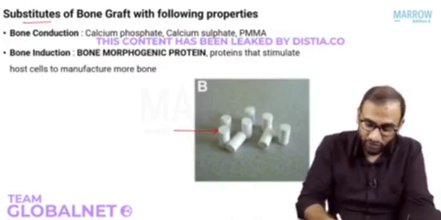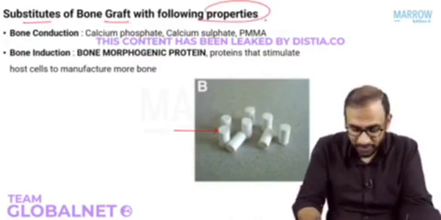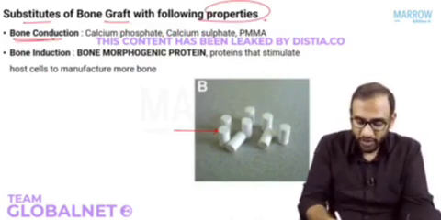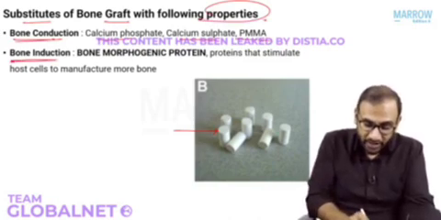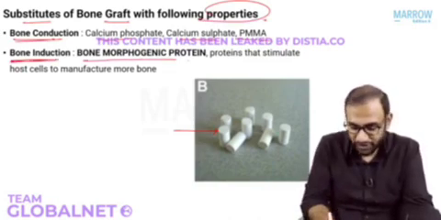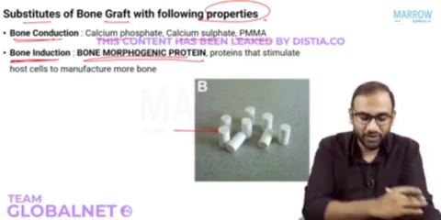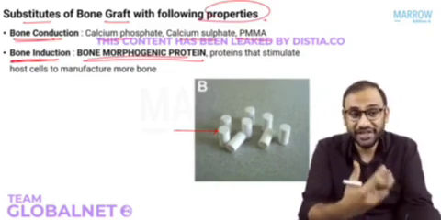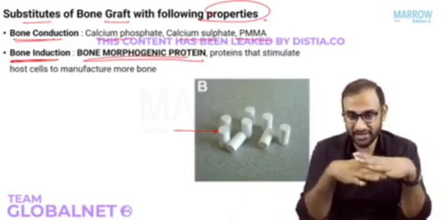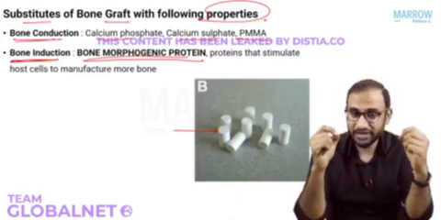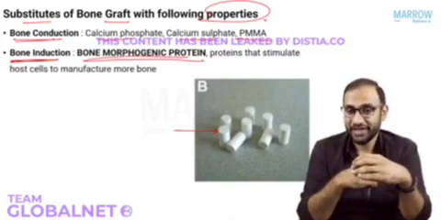So substitutes of bone graft with the following properties. The bone conduction property I've told you: calcium phosphate, calcium sulfate and polymethyl methacrylate. And bone induction properties: bone morphogenetic proteins. These stimulate the host cells to manufacture bone. Nowadays, we are getting artificial bone substitutes that have both the properties. They act as scaffold or canvas, and they are also osteoinductive.